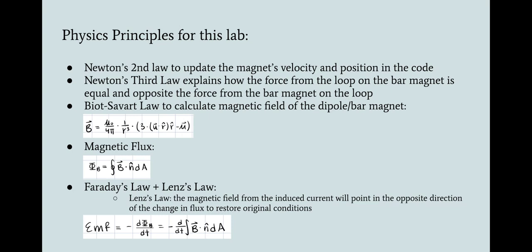The physics principles for this lab: we use Newton's second law to update the magnet's velocity and position in the code. Also, Newton's third law explains how the force from the loop on the bar magnet is equal and opposite to the force from the bar magnet on the loop. And then the Biot-Savart law to calculate the magnetic field of a dipole/bar magnet, the magnetic flux formula, and then Faraday's law and Lenz's law.